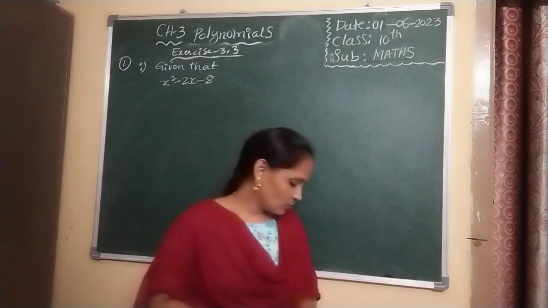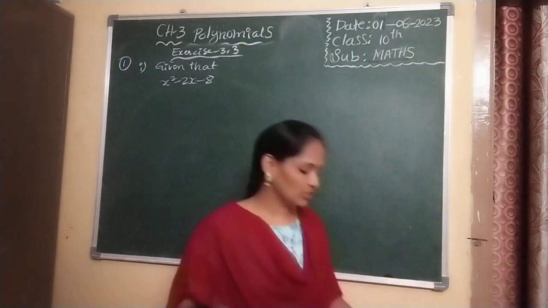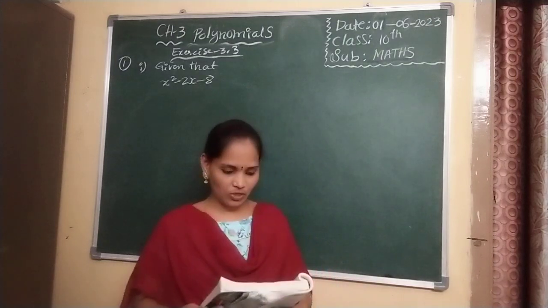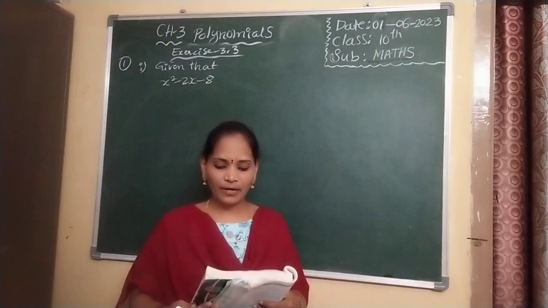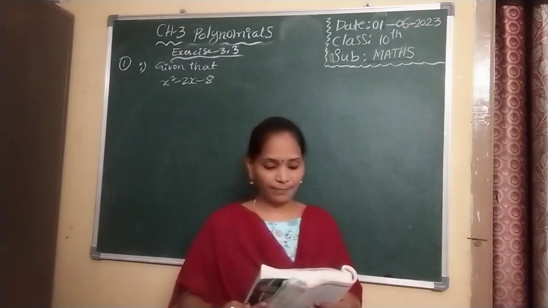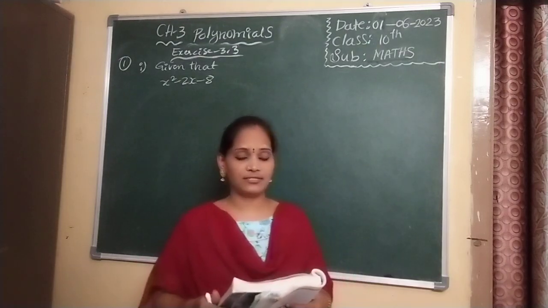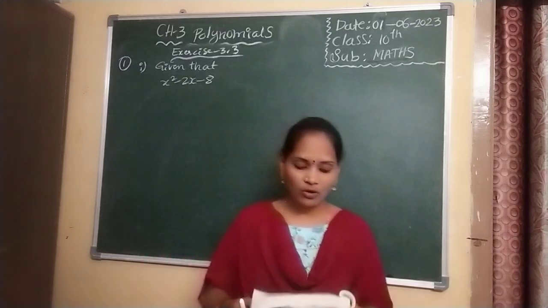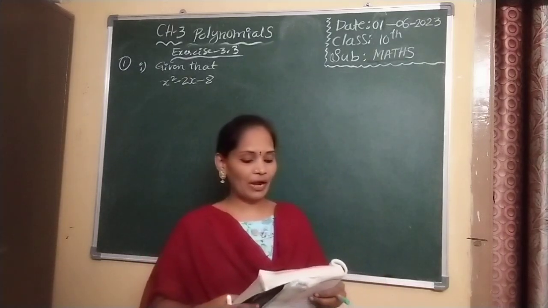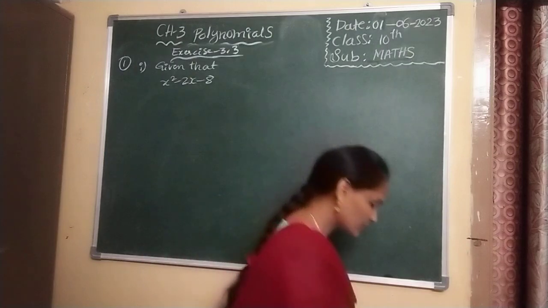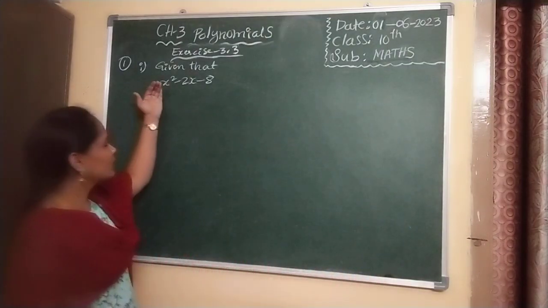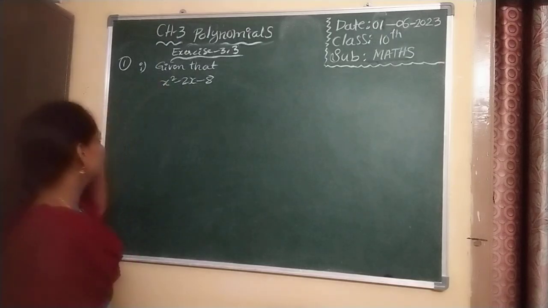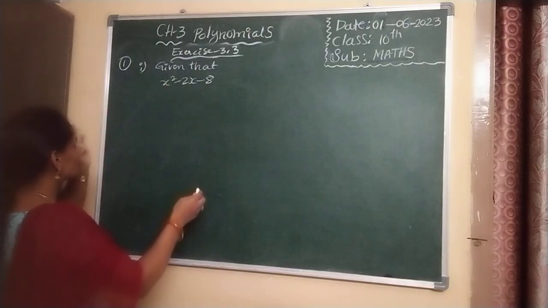Now before going to explain this question, let me read the question from the textbook. First question: find the zeros of the following quadratic polynomials and verify the relationship between the zeros and the coefficients. First we should find the zeros of the given quadratic polynomial, right? This is the given quadratic polynomial. First question, first bit. For this, first we should find the zeros.